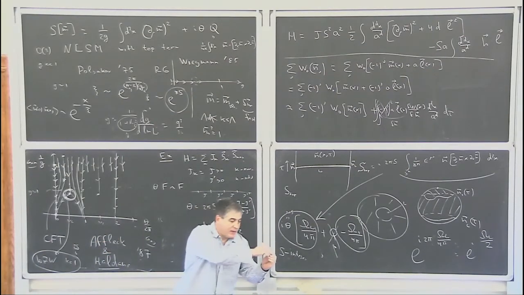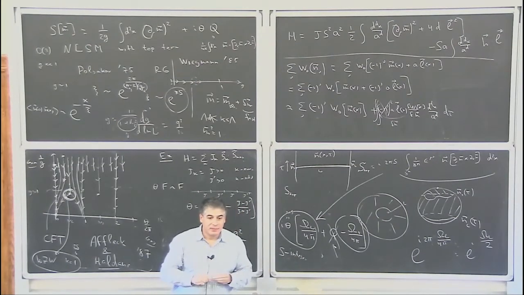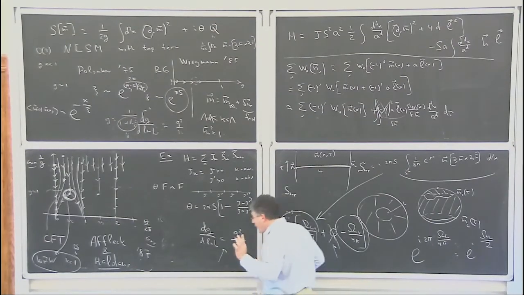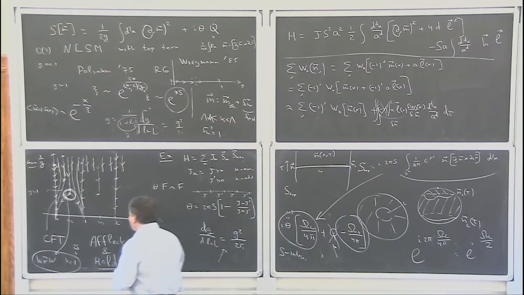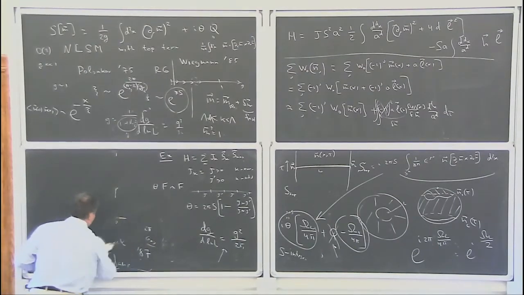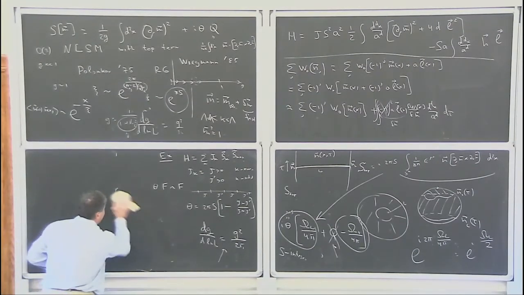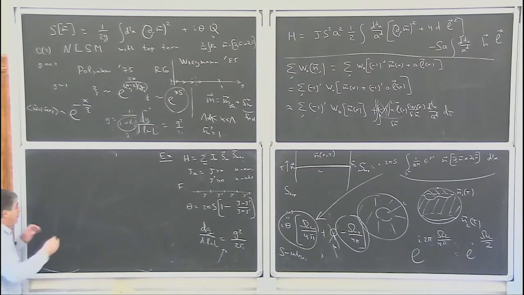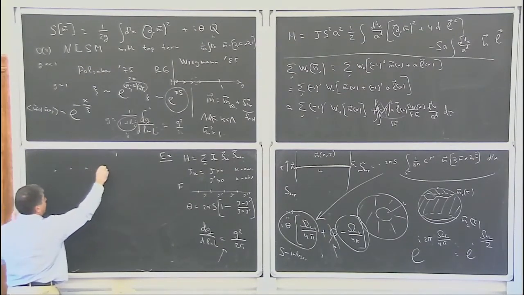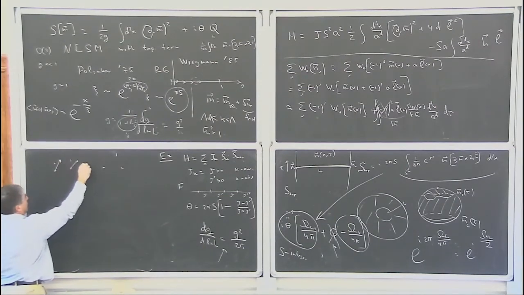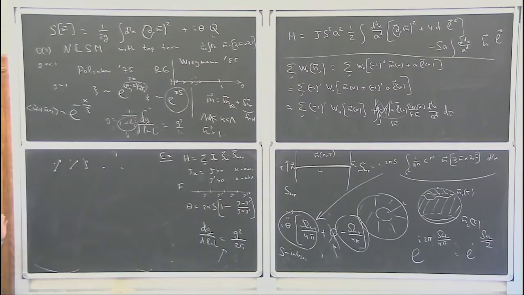And at the left end, you will see effectively spin one half. This is absolutely mind-blowing, I have to tell you, because think about it. I have spins one, out of which I make a spin chain. So I put here spin one, one, one, etc.